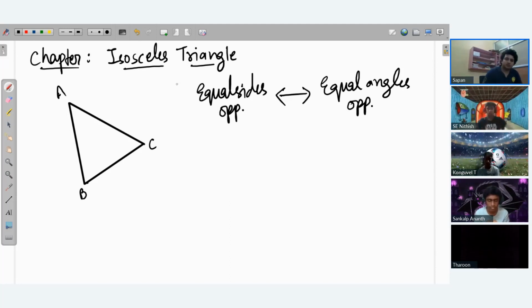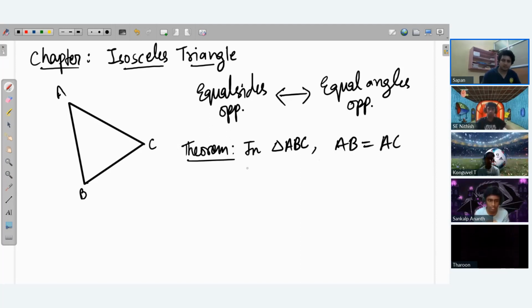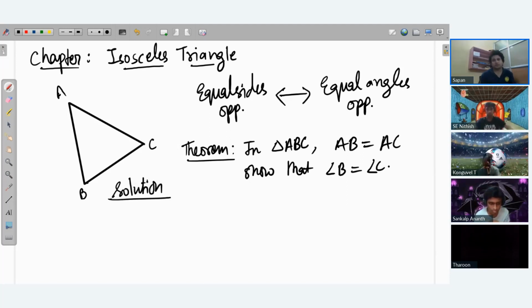We call it a theorem. The statement of the theorem: in triangle ABC, which you see in the figure, AB is equal to AC. Show that angle B is equal to angle C. That's what we use very heavily in every question. So this chapter gives the answer to why that is so. Can you think of a reason?